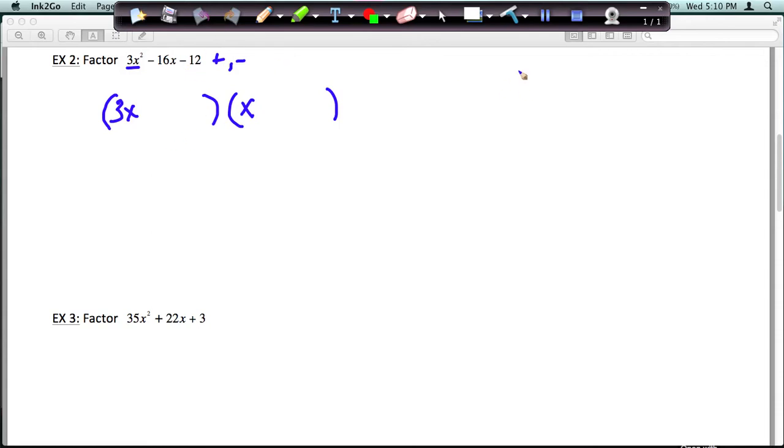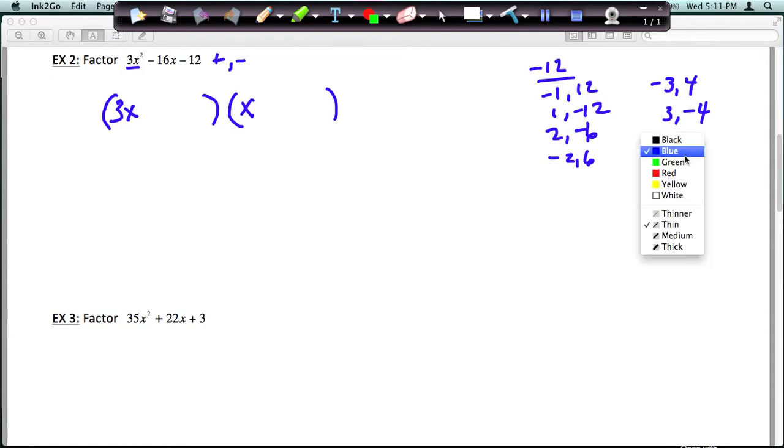Okay, so then we're going to look at our last term, and it's negative 12. So over here I'm going to write down negative 12 and just say our options. We actually have a lot because we could have negative 1 and 12, 1 and negative 12, right? 2 and negative 6, negative 2 and 6. I could have negative 3 and 4, or 3 and negative 4. So there's a lot of options.